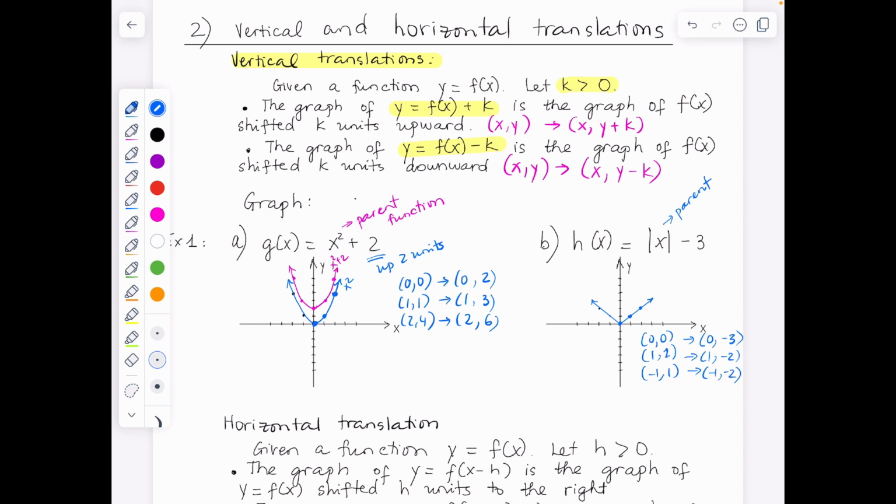So (0, -3), let's plot these points. It's going to be here. (1, -2) will be here, and (-1, -2) will be here. And then you can just connect, and that will give you the V shape.